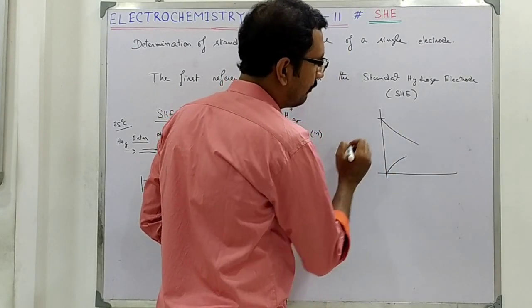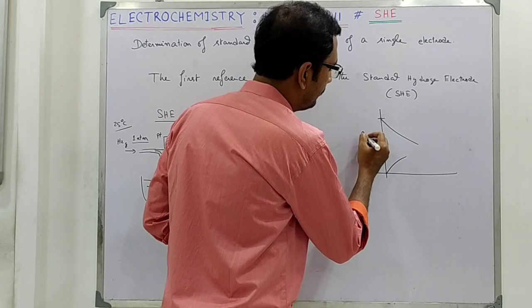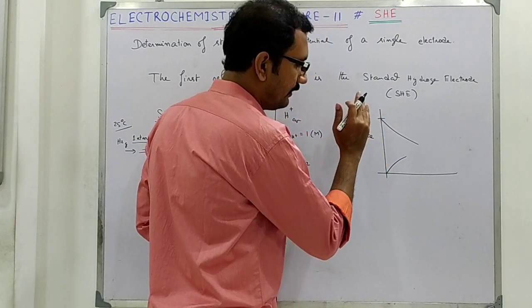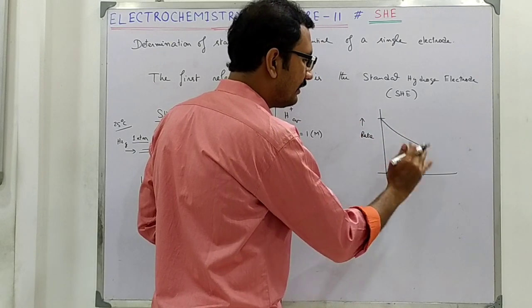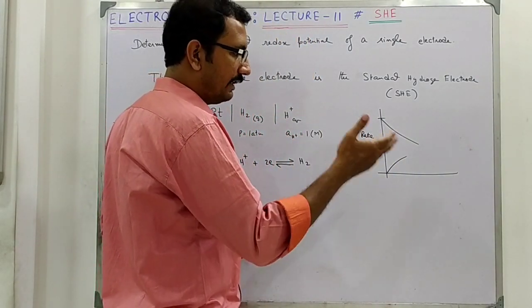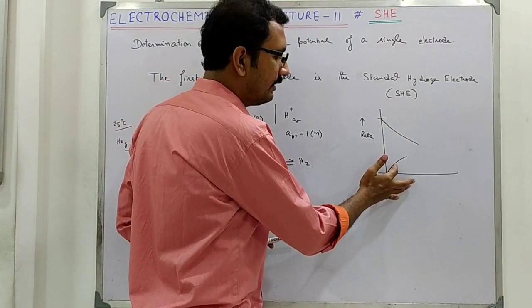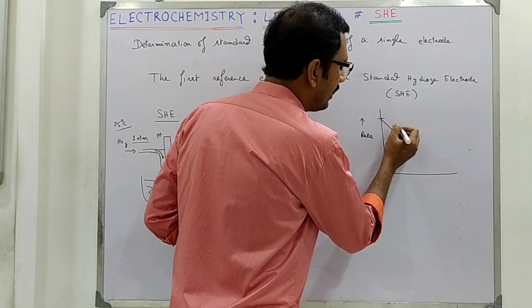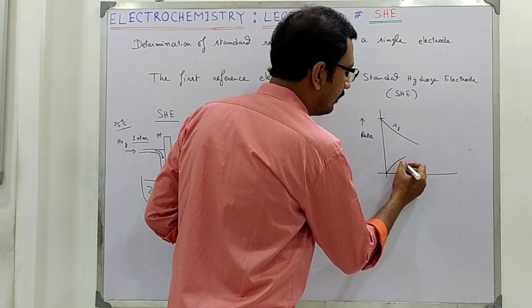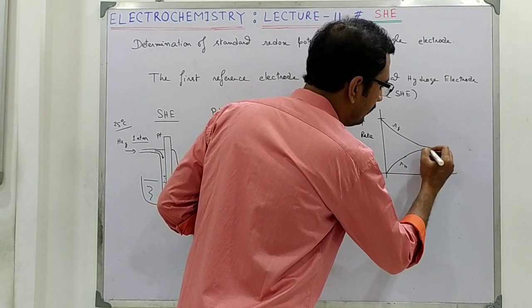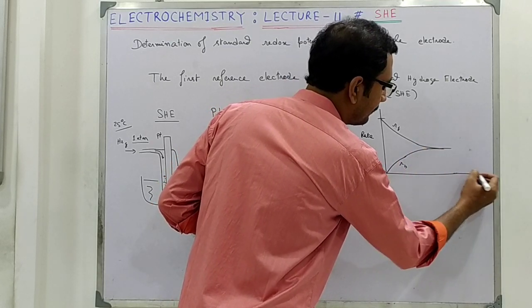This is the forward rate, which actually decreases with decrease in the concentration of the reactants, and this is the backward rate, which actually increases with increase in the concentration of the products. So, it is R forward and it is R backward, this is decreasing, this is increasing, and it will meet at a time.